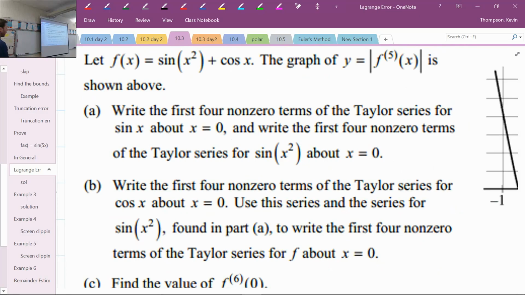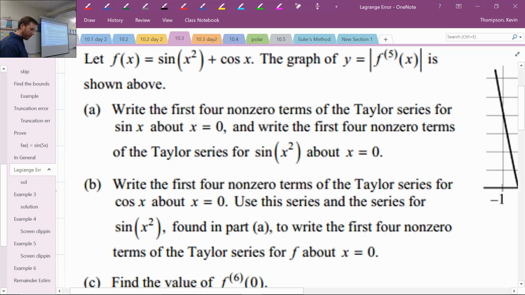It says, now write the first four non-zero terms of the Taylor series for cosine of x about x equals 0. Well, we just wrote several of those. And then it says, use this to write the first four non-zero terms for f. Remember, f is up here at the top. If my pen would work, I'd highlight it. So there's your f function.